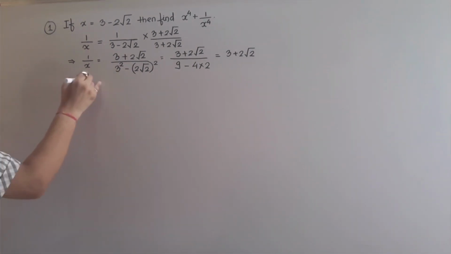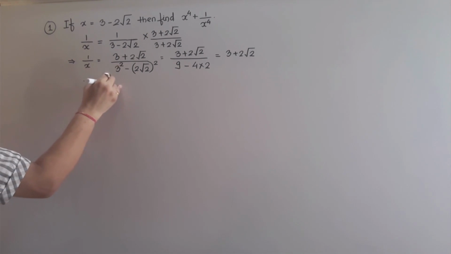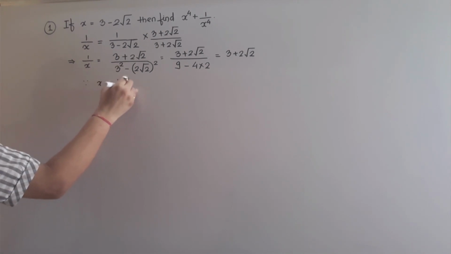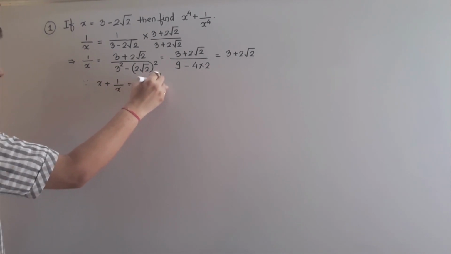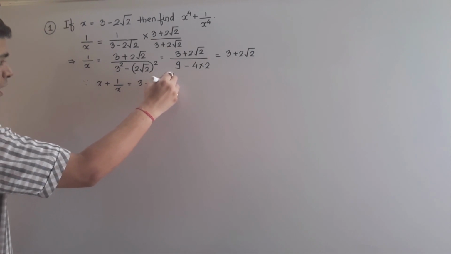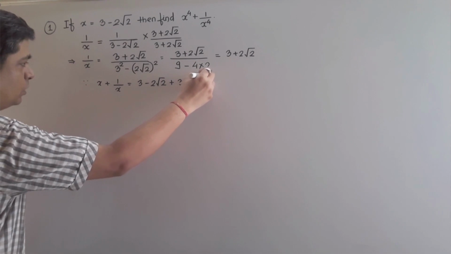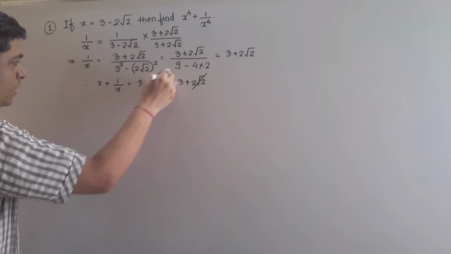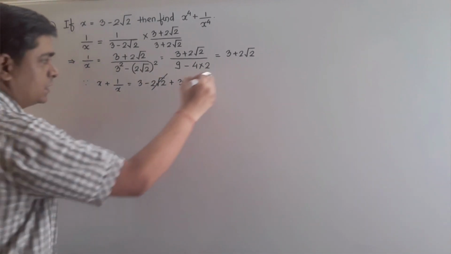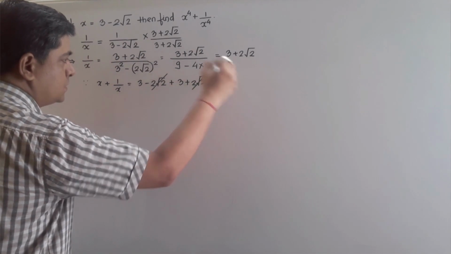Now we shall find out the value of x plus 1 upon x. So what is the value of x here? 3 minus 2 under root of 2, and the value of 1 upon x is 3 plus 2 under root of 2. 2 under root of 2 and 2 under root of 2 are cancelled. 3 plus 3 will become here 6.